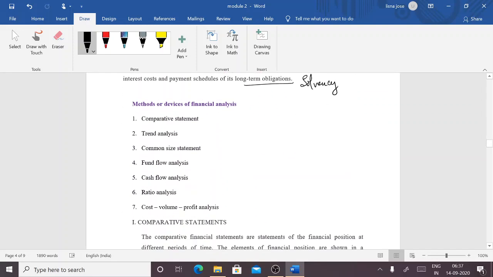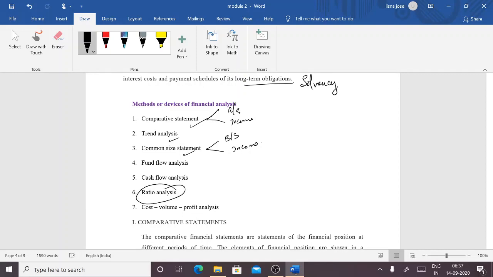Then different methods or devices of financial analysis. Comparative statement, that means comparative balance sheet as well as income statement, both will come. Then trend analysis, common size statement, here also compare common size balance sheet and a common size income statement. Then we have fund flow analysis, cash flow analysis, ratio analysis we have already seen.